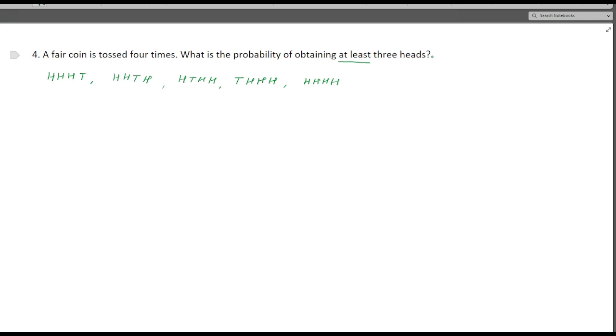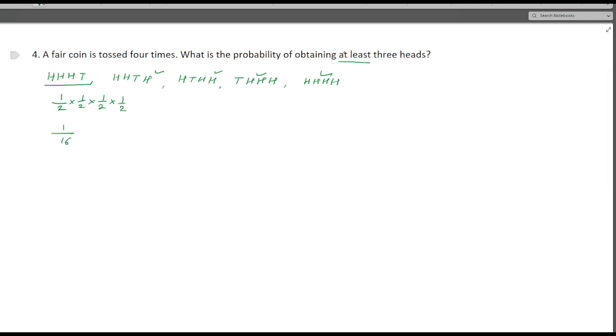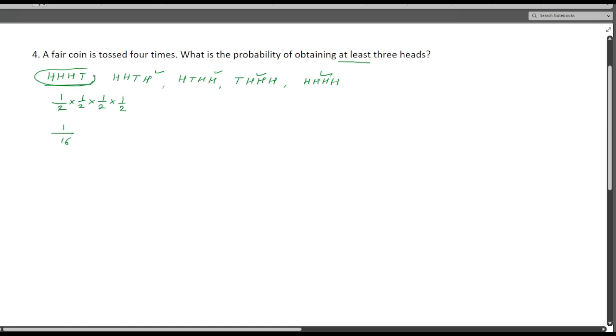Now the probability of getting head or tail is 1 by 2. So for each outcome, the probability is 1 divided by 2 times 1 divided by 2 times 1 divided by 2 times 1 divided by 2, which is 1 divided by 2 to the 4, that is 1 divided by 16, and everywhere I am going to get the same result. I have to add all of them, because obtaining at least 3 heads means either this combination works or this one or this one.